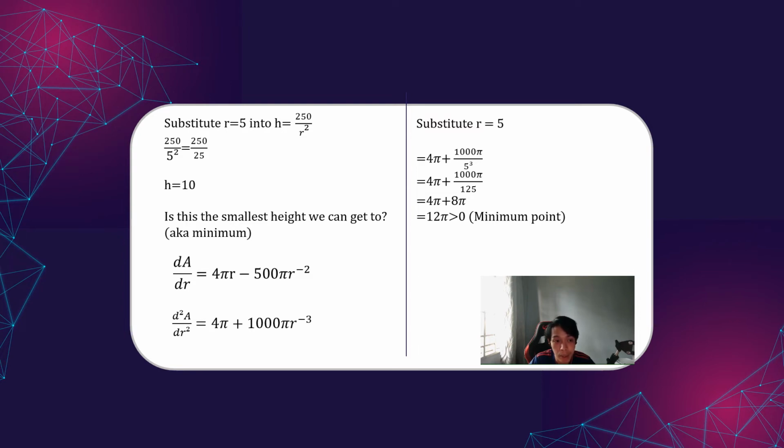Now 12 pi is obviously larger than 0, and by the rules for second derivative testing, if a value is greater than 0, it is a minimum, and if it is less than 0, it is the maximum point. Now with 12 pi being greater than 0, we can say that it is the minimum point, and this is the smallest height we can get to.